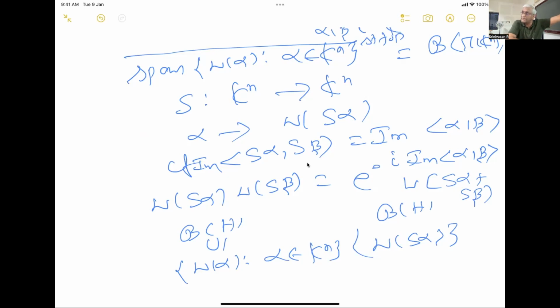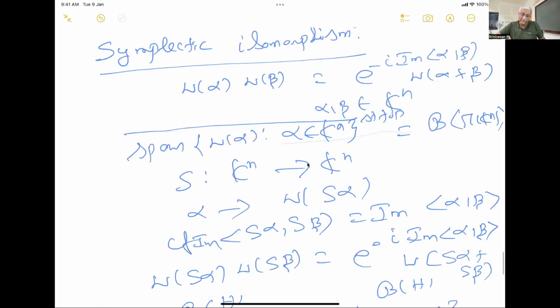The question is whether that homomorphism extends to the whole of B(H). When will it extend is a question. Yes is the answer. It's clear why I say it's a homomorphism. Homomorphism means it has to preserve the product, and an algebraic homomorphism is also a linear map, so the scalar should come out as e^{i Im⟨α,β⟩}, which should be the same as Im⟨Sα,Sβ⟩. It will be a homomorphism if and only if S preserves the imaginary part of the inner product.